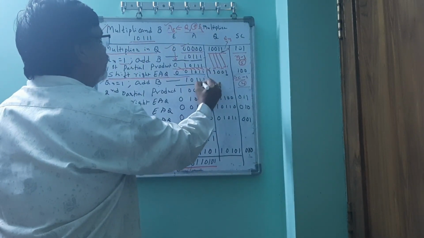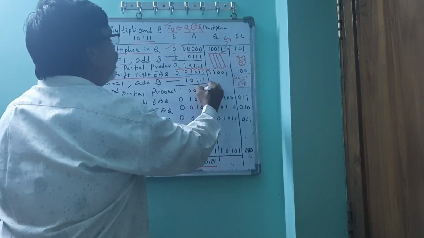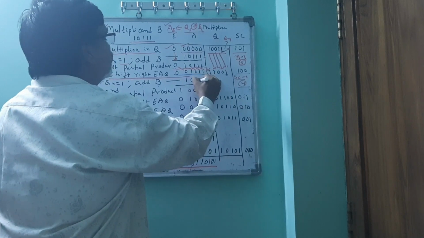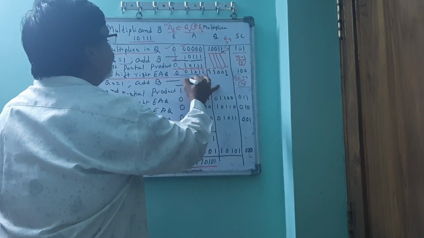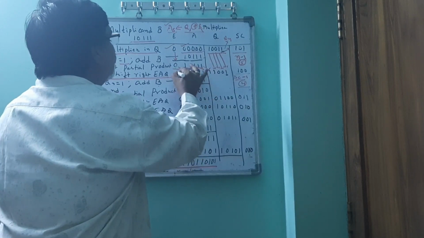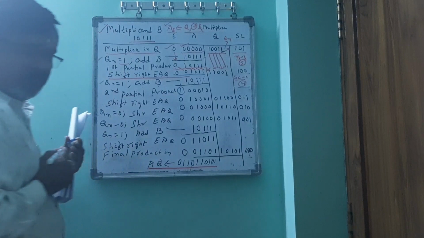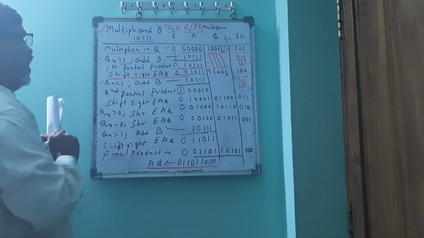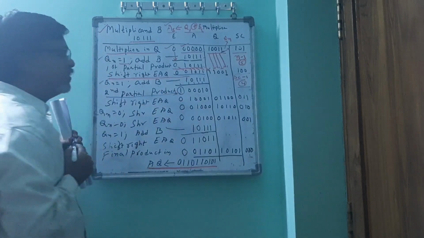So 1 plus 1 is 0, 1 plus 1 plus 1 is 1 1, 0 plus 1 plus 1 is 1 0, 1 plus 1 is 1 0, 1 plus 1 is 1 0, 0 plus 1 is 1. So here the end carry we got is 1. This is called the second partial product.